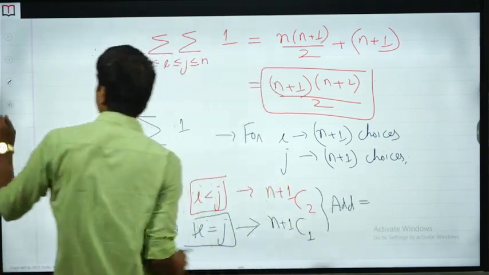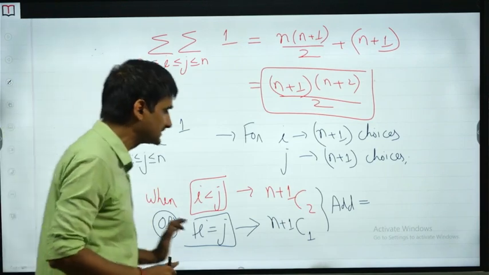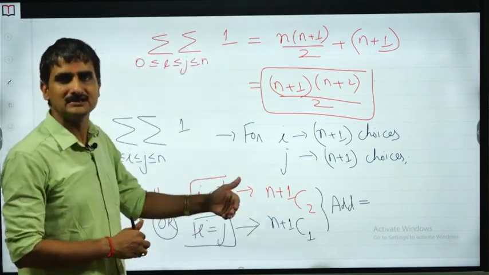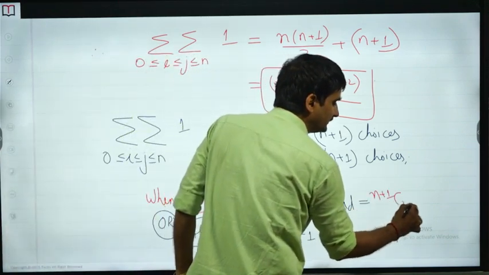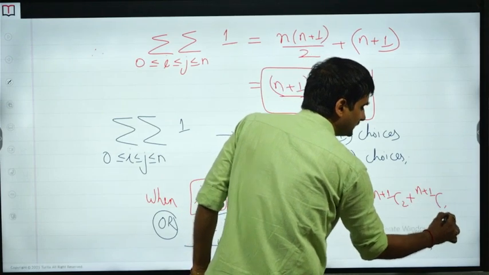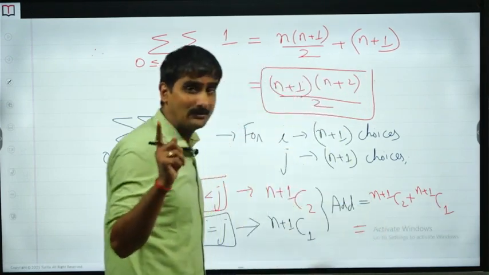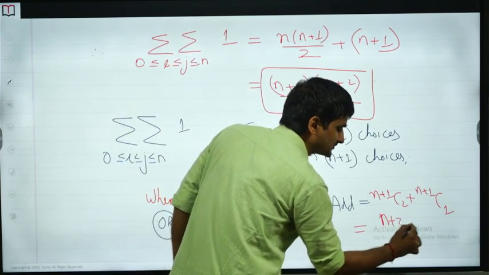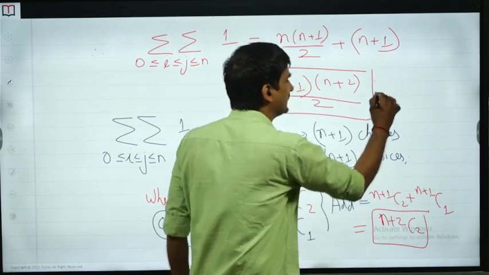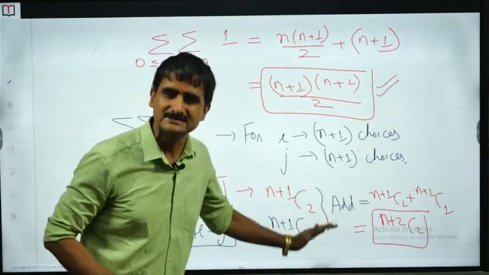So the total number of ways in which we can select the numbers, such that one is less than the other or one is equal to the other, is the sum. So it's n plus 1 c2 plus n plus 1 c1. Now from the property of binomial coefficients, we know that this is nothing but n plus 2 c2. Now look at this, they are the same.